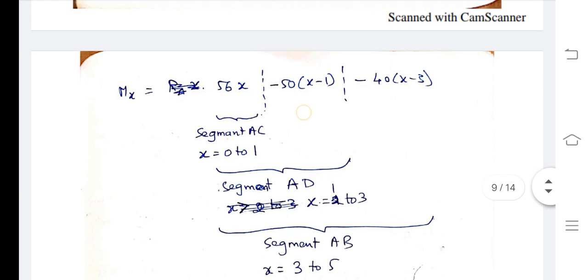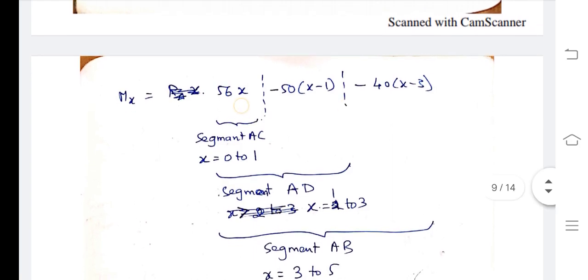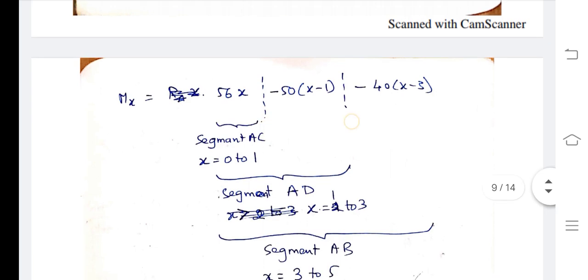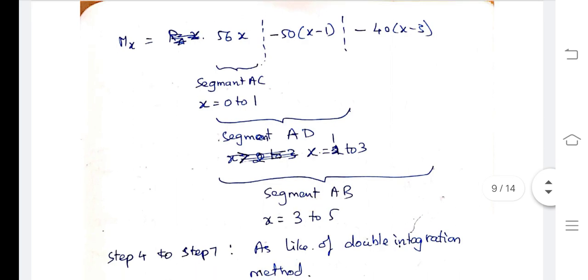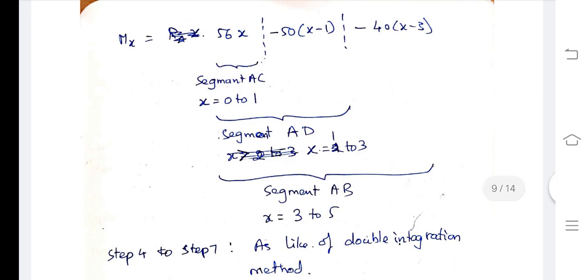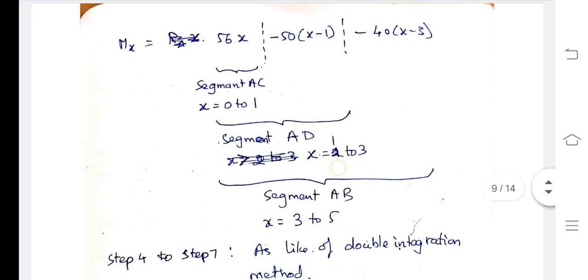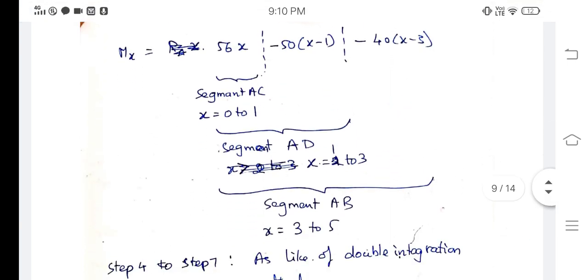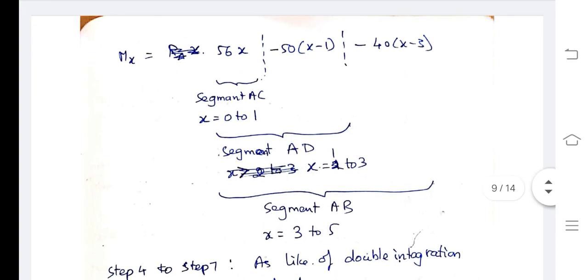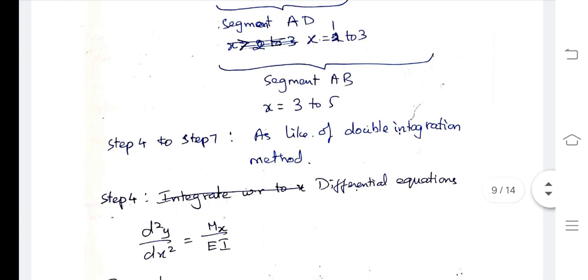From there, you have to use these two terms, from X equal to 1 to X equal to 3. Then combining with the third segment, all 3 terms will be there, from X equal to 3 to X equal to 5. So the moment varies with X values: from X equal to 0 to 1, it is only 56 into X. Then for X equal to 1 to 3, these two terms combine. Then for X equal to 3 to 5, all three terms will come here. Then, as usual, the other steps are similar to the double integration method.